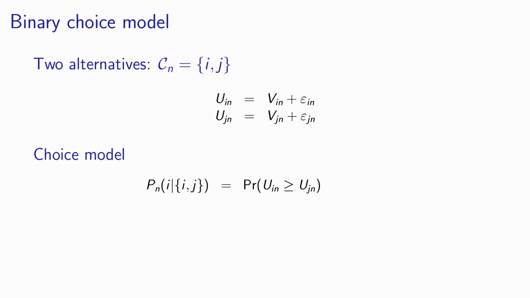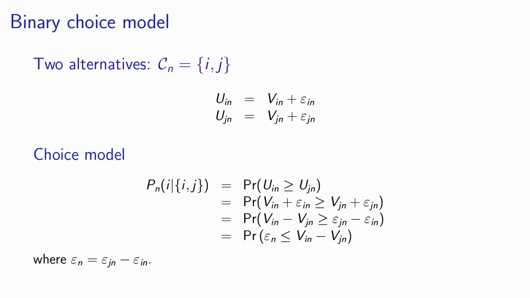Substituting the utility expression above in this expression, I have this, and if I rearrange the terms, I have this. Finally, if I decide to call epsilon n the difference between epsilon jn and epsilon in, I have that the probability for individual n to choose alternative i is simply the probability that epsilon n is less than or equal to Vin minus Vjn. What is very important to notice here is that only differences of deterministic utilities matter for the choice.